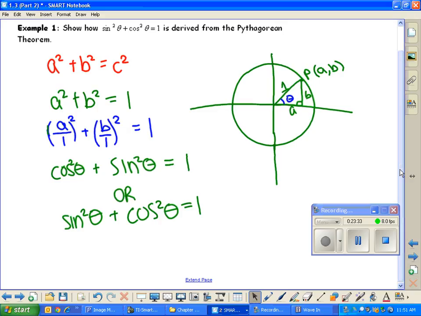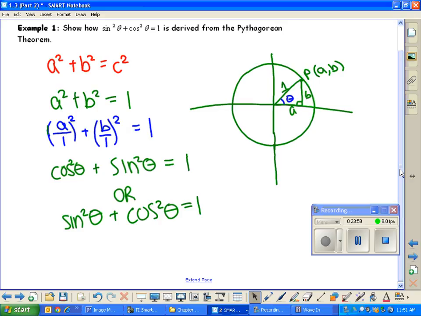I wanted to write in that a over 1 is adjacent over hypotenuse and b over 1 is opposite over hypotenuse. I think that'd be a good note so you remember where this is coming from, why a over 1 squared is magically cosine of theta squared. Like, where is that coming from? So make sure you note to yourself how that's happening, because you guys talked me through it.